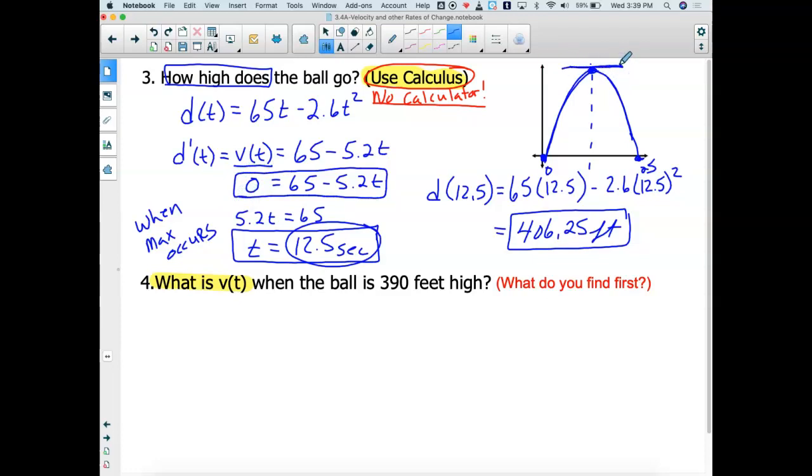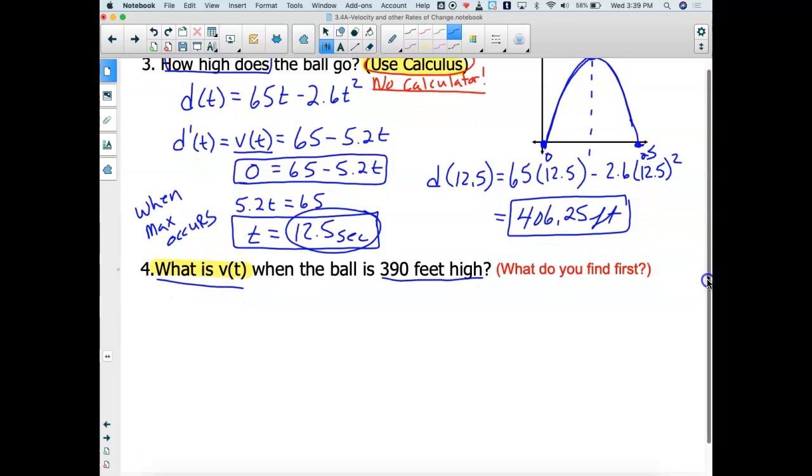Now, number 4 is saying, what is the velocity when the ball is 390 feet high? Well, let's look at this. How am I going to find that? Well, in order to find my velocity when the ball is 390 feet high, I need to find the time the ball is 390 feet high first, don't I?